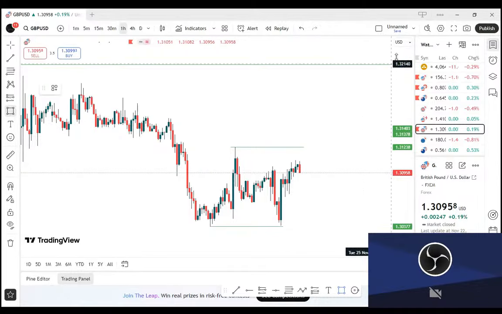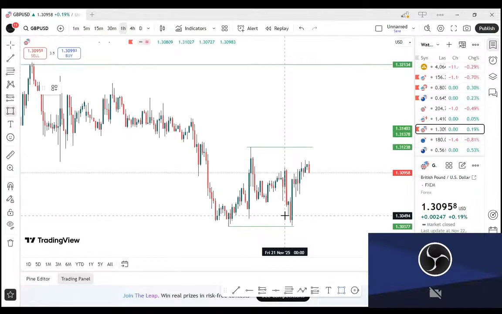So your target should be at this. Your target should be 1.32134. That is the target. And the key zone where we're actually waiting for a shift in price is at what? 1.31238. That is where you're looking for a shift in price.